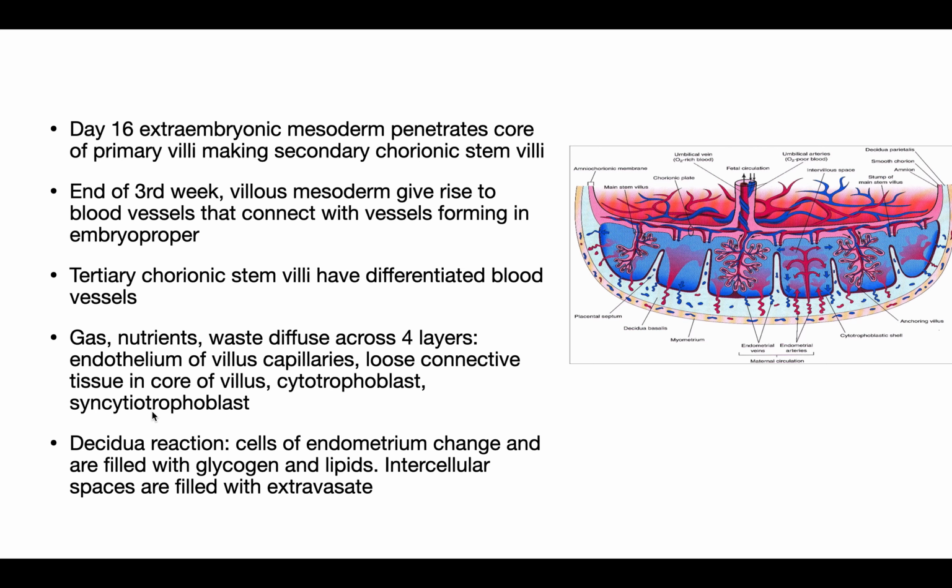the syncytiotrophoblast. The decidual reaction is that the cells of the endometrium will undergo a change, and then they're filled with glycogen and lipids, and then the extra spaces are filled with extravasate, which will make the cells edematous, like swollen, and that kind of helps with osmosis and the diffusion of nutrients, gases, and waste.